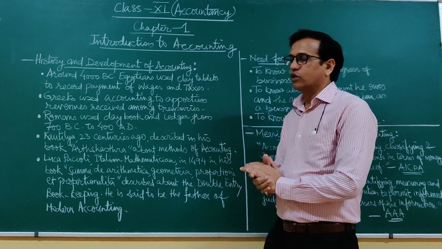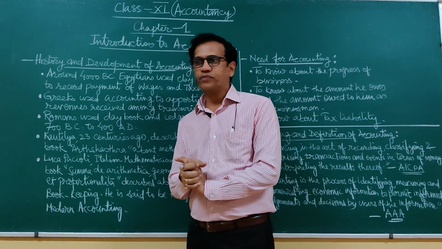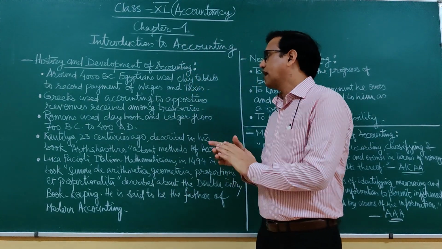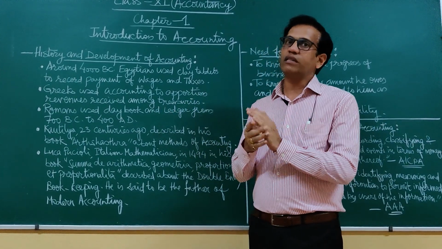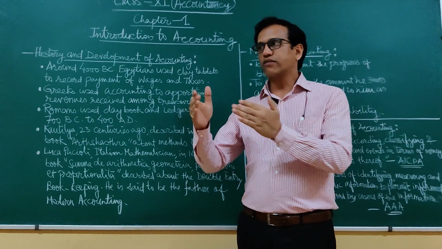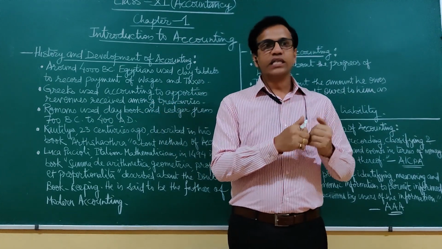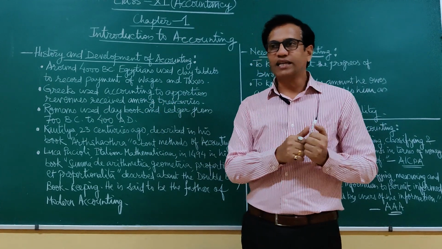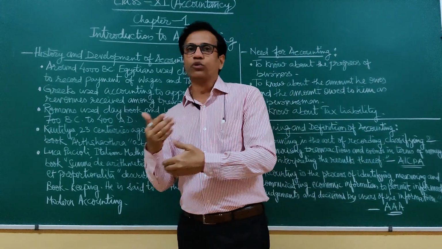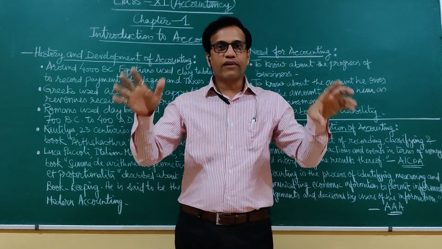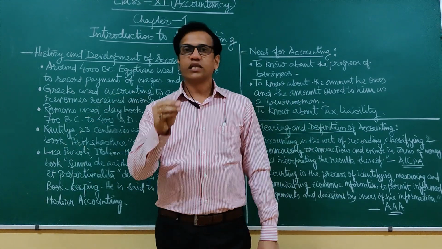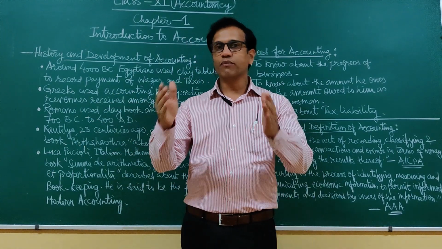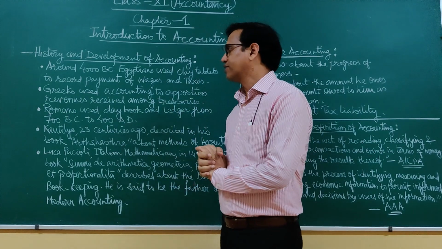Then the same thing was found in Greece also. The Greek people used accounting mainly to apportion the revenues received in their treasuries. So they had treasuries like a gold treasury and a jewels treasury. Likewise, they used to apportion the total revenues to their treasuries. So for that, they used some sort of accounting, some sort of records they were making.